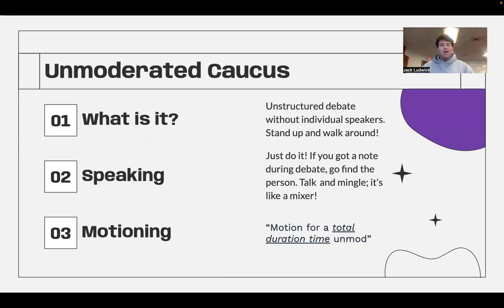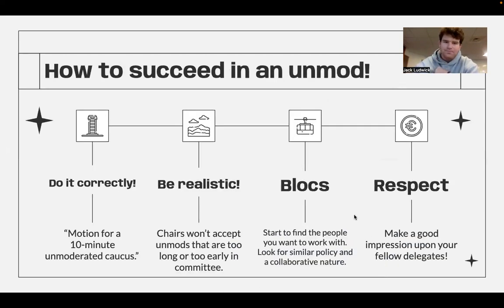And then for motioning, super simple. You'll raise your placard, say motion for a minute unmod. So if you want a 10-minute unmod, motion for a 10-minute unmod. If you want a 30-minute unmod, motion for a 30-minute unmod. These ones are very simple.